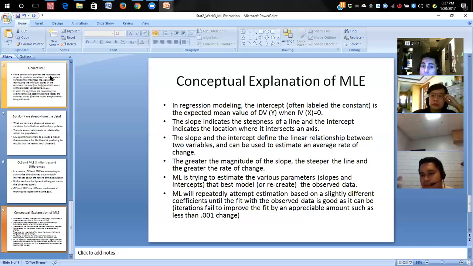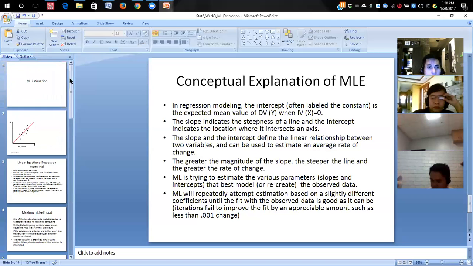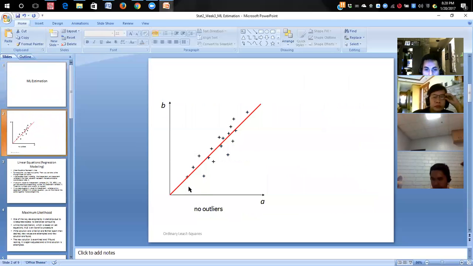The slope indicates the steepness of a line, and the intercept indicates the location where it intersects an axis. So remember, you have your y-axis and your x-axis. Your slope is how steep the line keeps going down. So if we look at here, how this line keeps going down is what we call the slope.